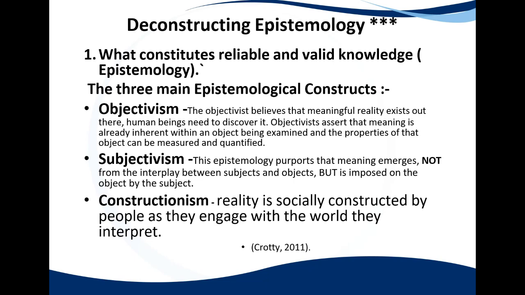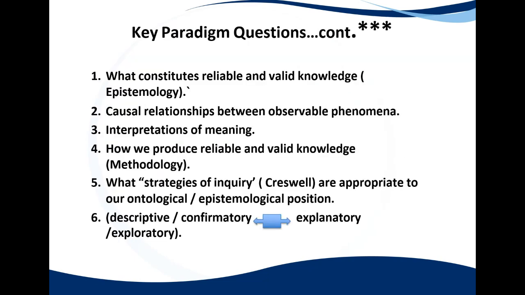So maybe just a few other points, and then I'll try and make it simple. When we look at epistemology, it's about what constitutes reliable and valid knowledge, the causal relationship between observable phenomena, the interpretations of meaning. Then methodology: how do we produce reliable and valid knowledge? What strategies of inquiry are appropriate to your ontology and your epistemology, and we'll speak briefly on that.